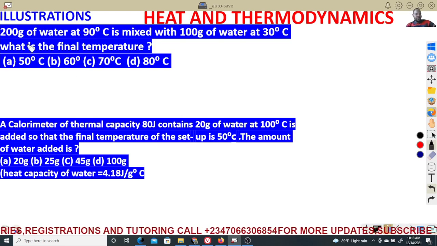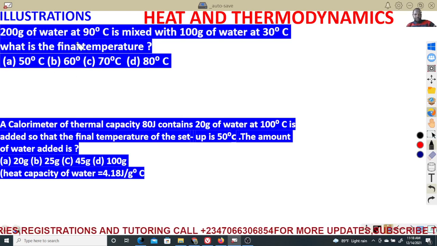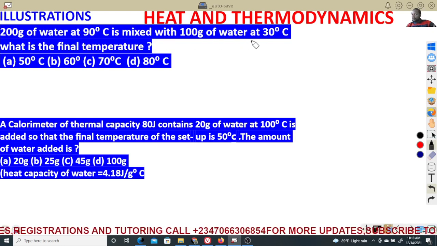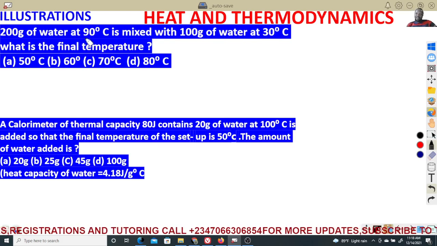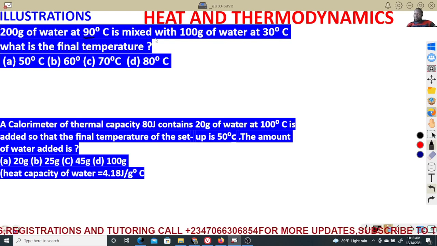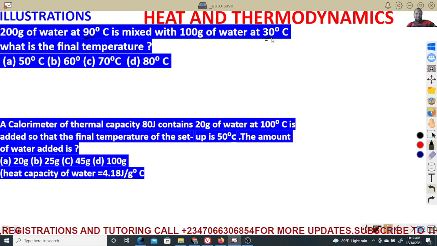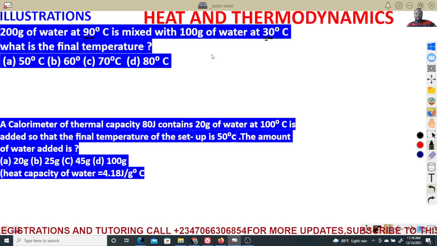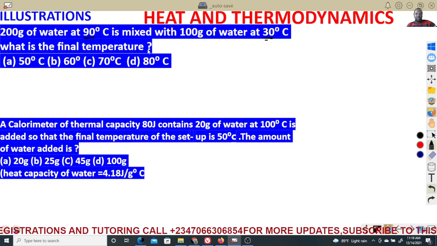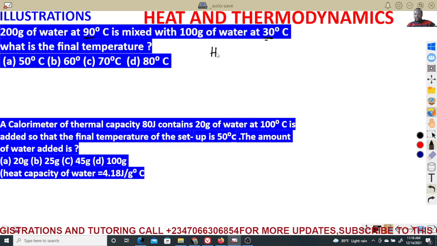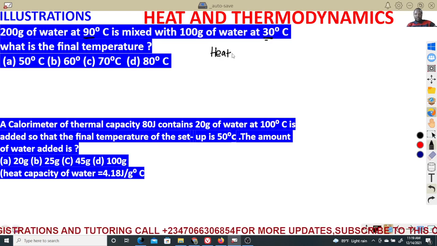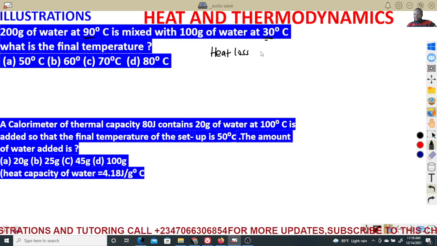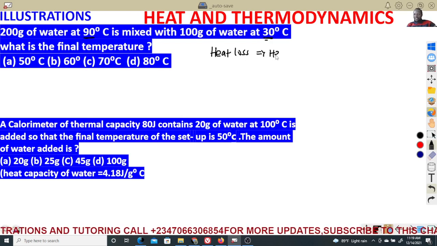We have the first problem. 200 grams of water at 90 degrees Celsius is mixed with 100 grams of water at 30 degrees Celsius, just like the experiment we did. What is the final temperature? Very simple. Heat lost by the hot water is equal to heat gained by the cooler water, because it's the same water. Heat loss equals heat gain.